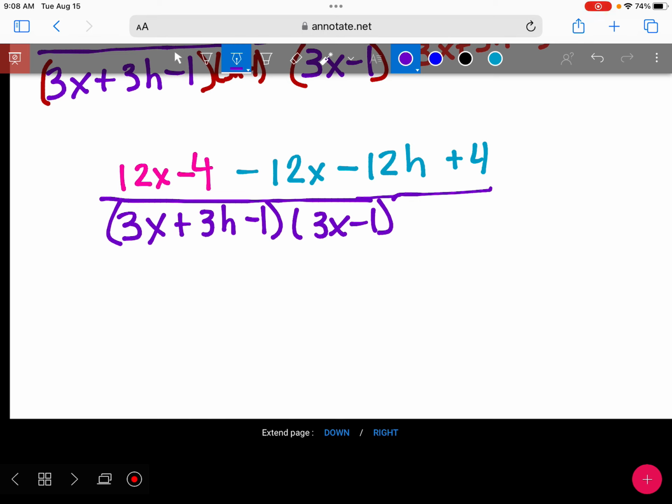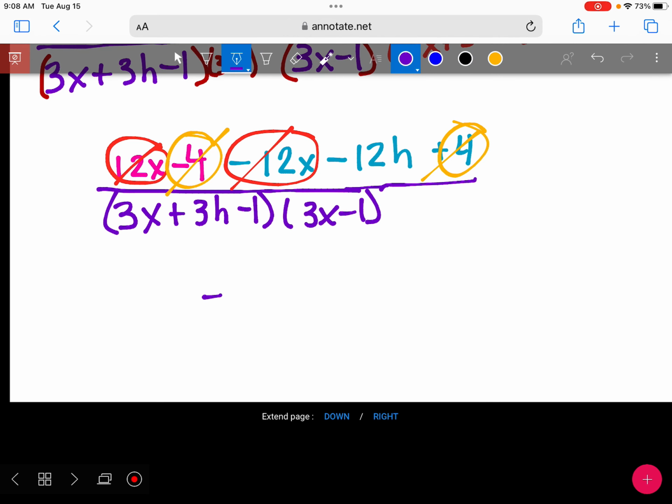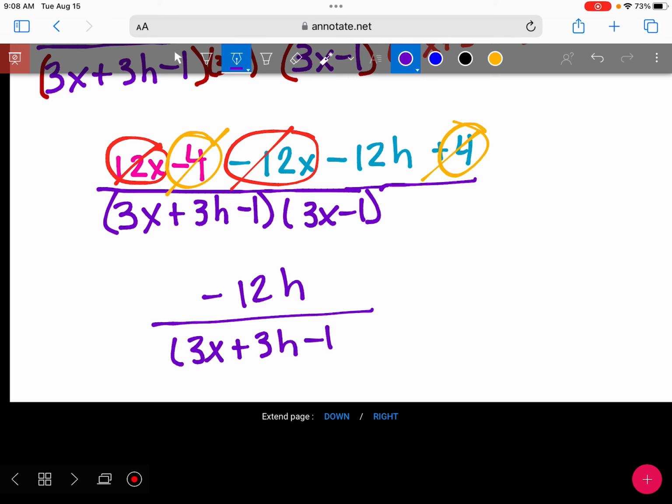You okay? You good? Okay. It was just very dramatic, so I had to check. All right, so in this numerator, I've got 12x minus 12x. They go away. I have 4 and minus 4. They go away. So what we have here is minus 12h over that hot mess of crazy, 3x plus 3h minus 1 times 3x minus 1.